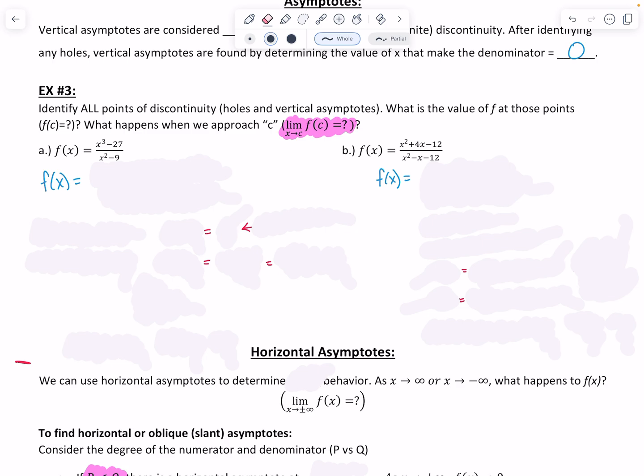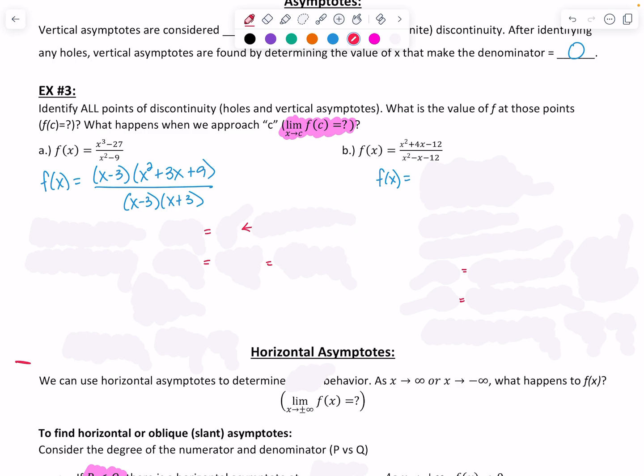Hopefully you recognize that the numerator is a difference of cubes. You remember your cubes factoring formulas. And when you factor, you end up getting x minus 3 times an x squared plus 3x plus 9. The denominator is a difference of squares, and you should be able to factor it into factors of x minus 3 and x plus 3. So now that I have my function into all little pieces, into little factors, do we have any points of discontinuity? Let's start first with holes.